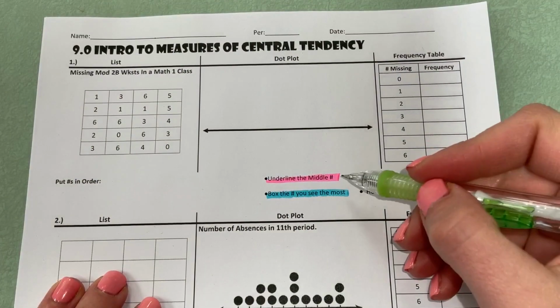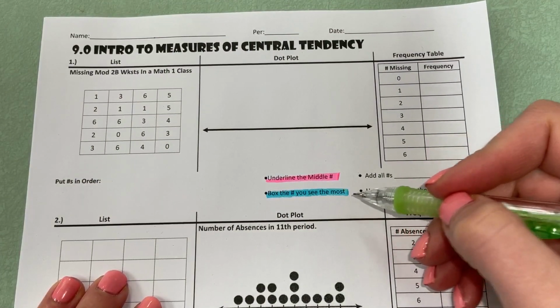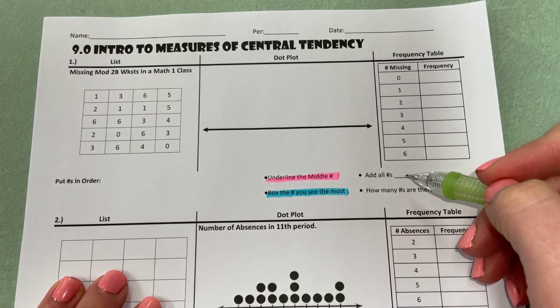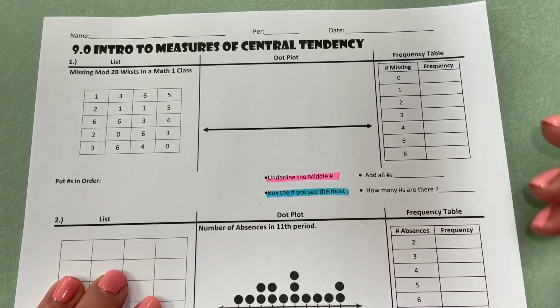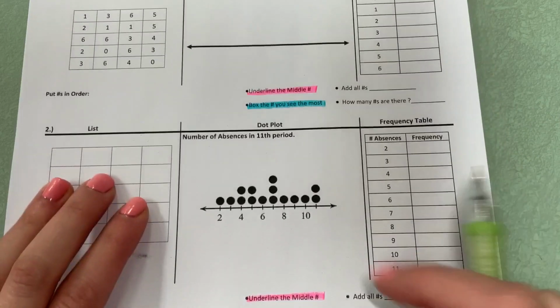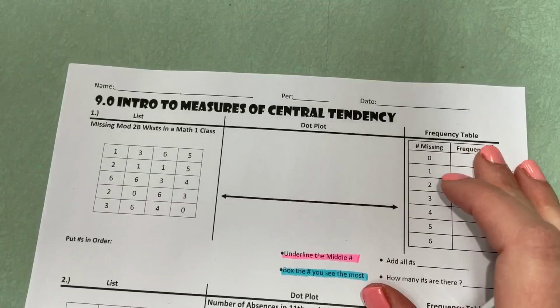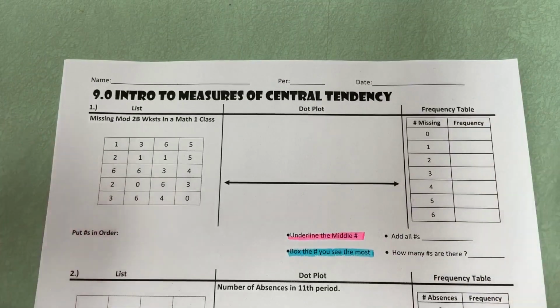We're going to underline the middle number. We're going to box the number we see the most. We're going to add all the numbers together and count how many numbers we have. And we're going to do this from a list of numbers, from a dot plot, and from a frequency table. So let's get to it.